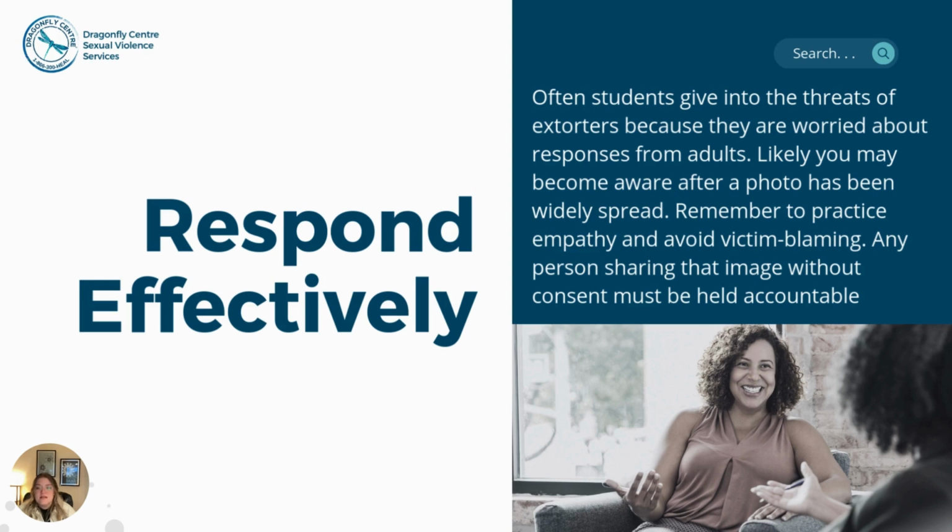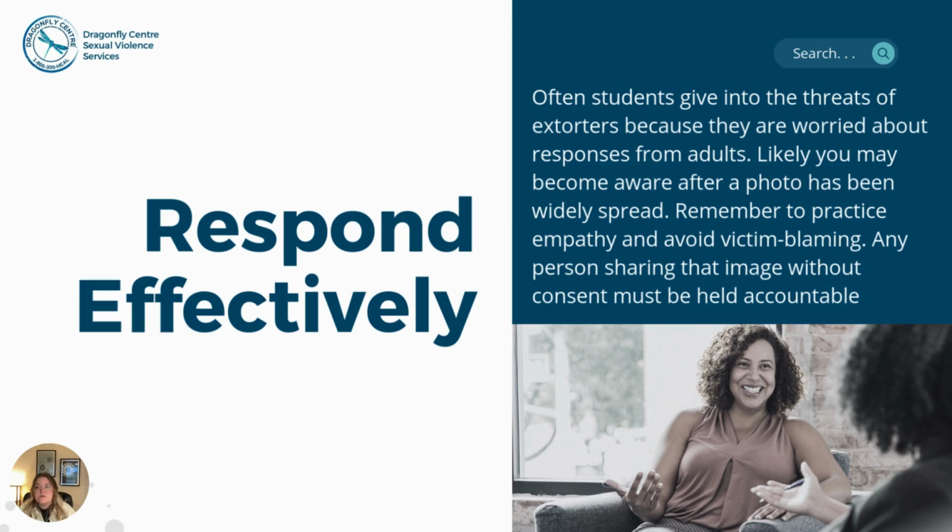Avoid victim blaming. It is never, ever the survivor's fault. The person who shared the image or coerced them is responsible. Validate their concerns. Many students fear disciplinary action or legal consequences. Reassure them that help is available and that they will not be punished. Ensure accountability. Any individual who shares an image without consent must be held responsible. Addressing this as a violation of privacy and consent helps reinforce a culture of respect and safety.